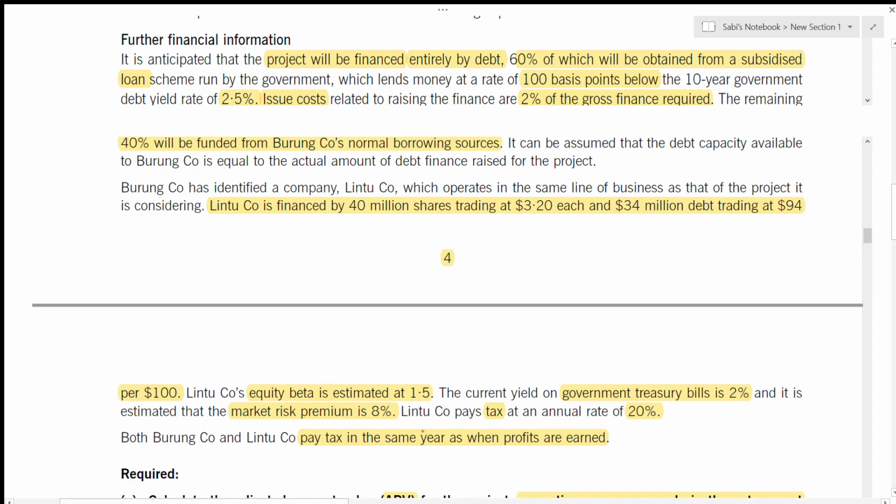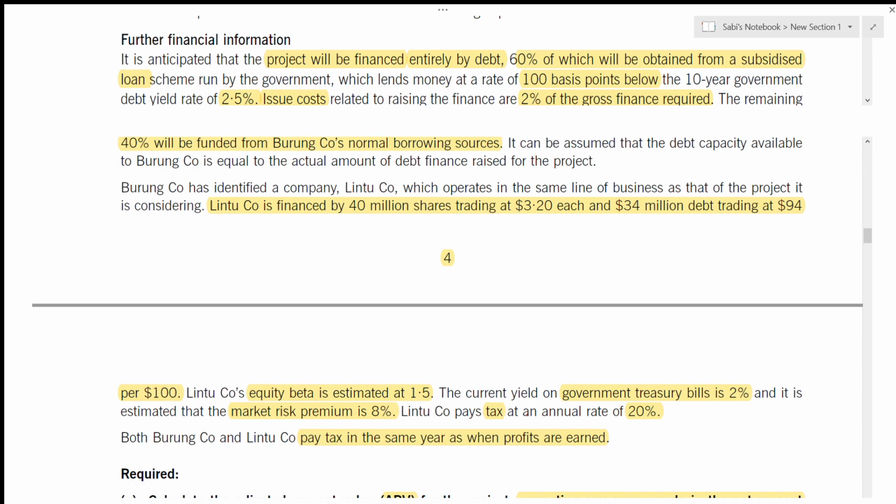Linto company pays tax at an annual rate of 20%, right? Now, both Burang company and Linto company pay tax in the same year as when the profits are earned. This makes your problem a little easier, because you don't have to worry about half this year, half next year. It becomes very complicated. So now it's very easy because it's in the same year.